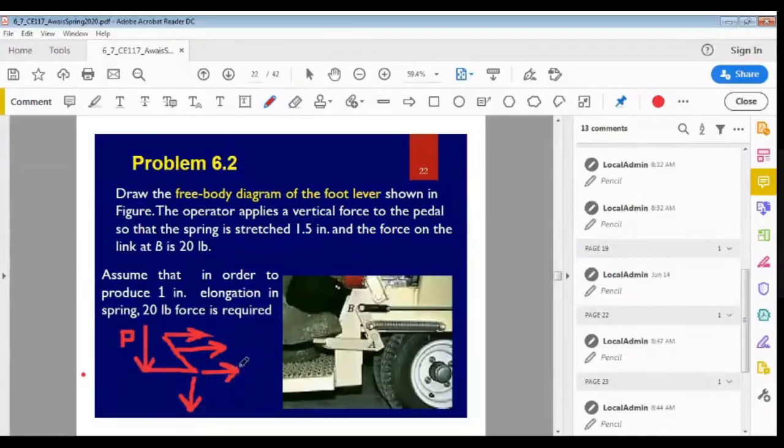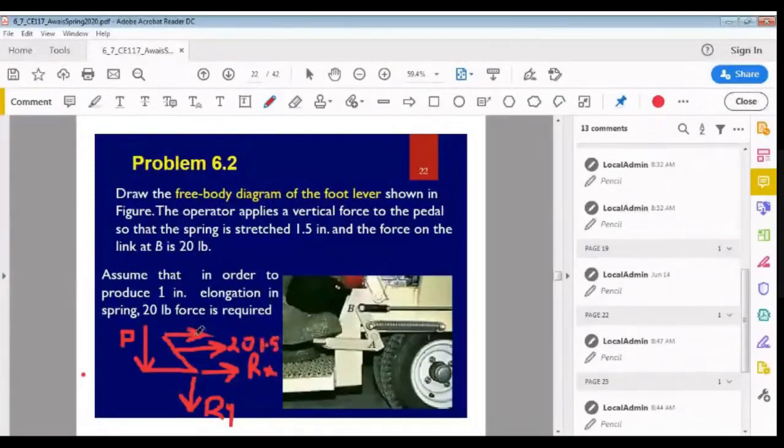These are the reaction forces on the supports. I will call them, let's say, Rx and Ry. This is the force in the spring, and it is mentioned in the question that the spring is stretched by 1.5 inches. And it is also said that in order to produce 1 inch elongation, a 20-pound force is required. So in order to produce 1.5 inch displacement, I need a force of 20 times 1.5. So this force is 20 times 1.5. Whatever value comes out, write it down over here.